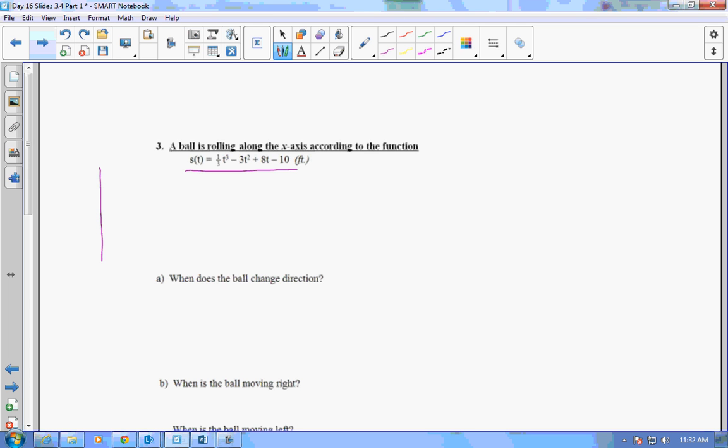If we graph that, you guys have calculators? S of t, let's take a look at its position to time.